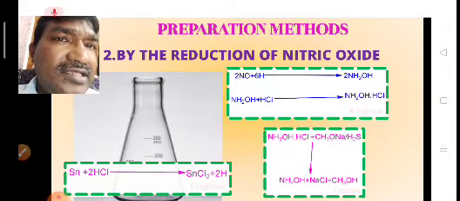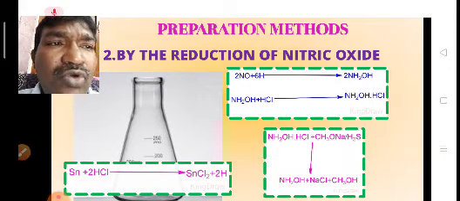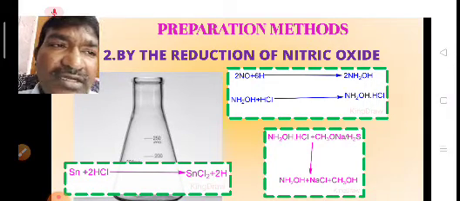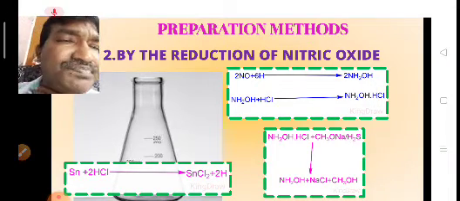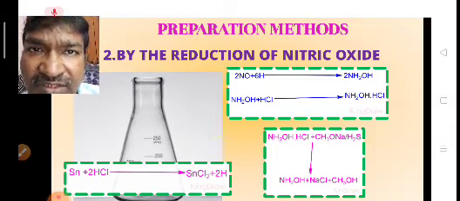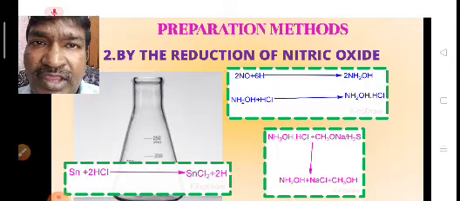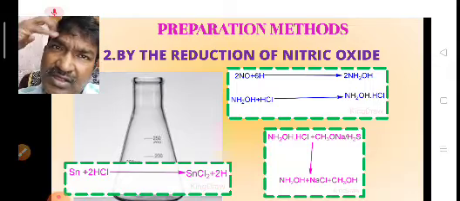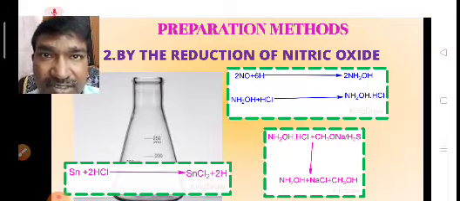Cl is attached to the Na and NaCl separates out, and the H will be attached to the alkoxide group. As a result, methyl alcohol will be separated. So here we get the aqueous solution of the hydroxylamine. So this is the second method. In the first method, we use the nitrous acid. So we can prepare hydroxylamine by the reduction of nitrous acid or by the reduction of nitric oxide.